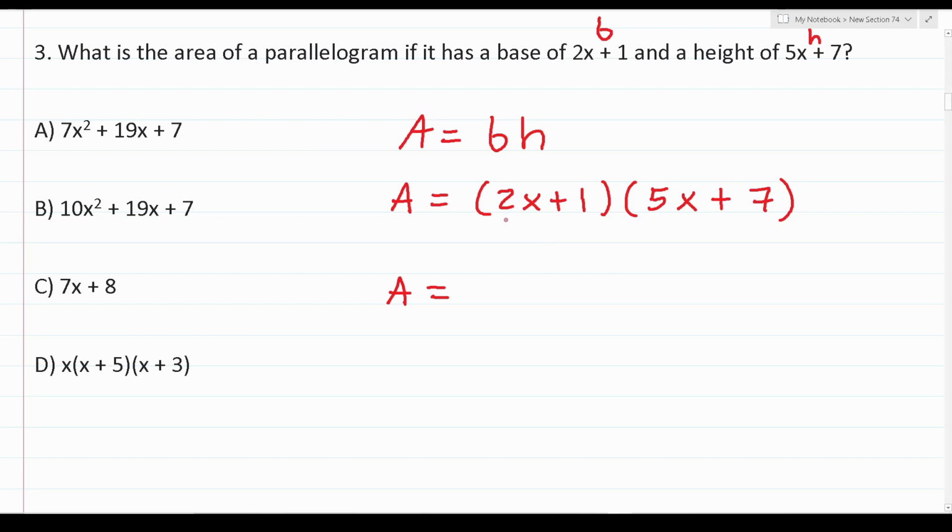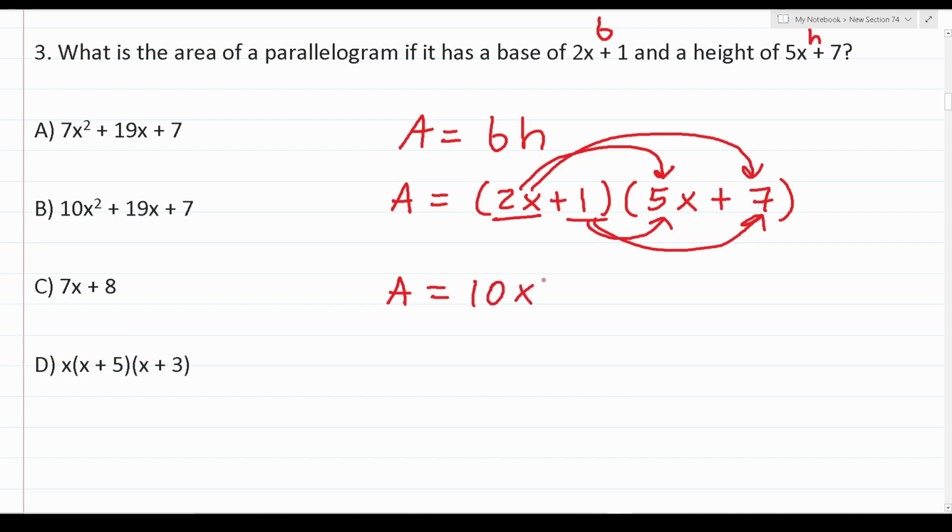And according to that property, we're going to take this 2x and multiply it here as well as here. Then we're going to take this 1 and we're going to multiply it here as well as here. So let's get started doing that. To start, we have 2x times 5x, which is going to be 10x squared. Then we have 2x times 7, so that's going to be plus 14x. Then we have 1 times 5x, which is just 5x. And then we have 1 times 7, which is just 7.